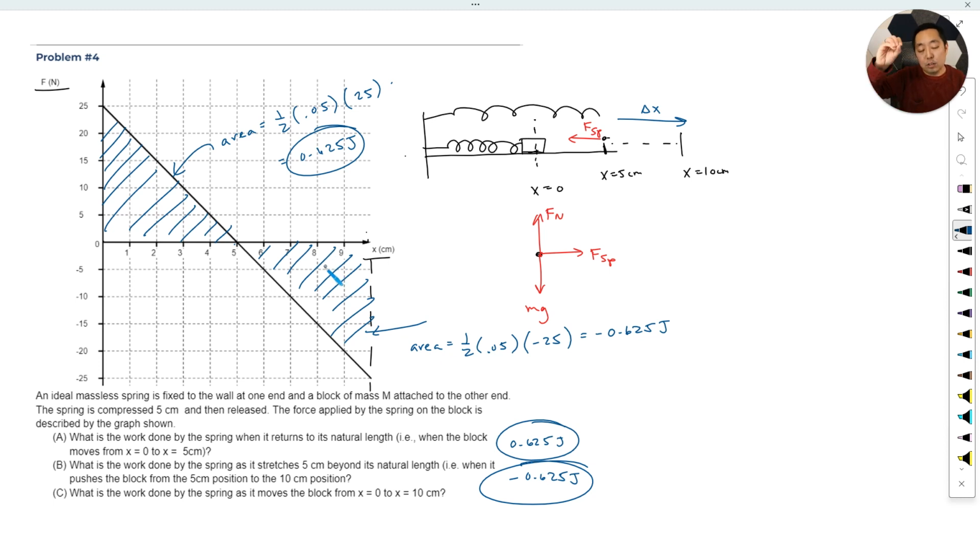And it's negative for two reasons. One, the area is under here. And then also because the spring force is opposite the direction of the displacement. So that makes sense that the work would be negative.